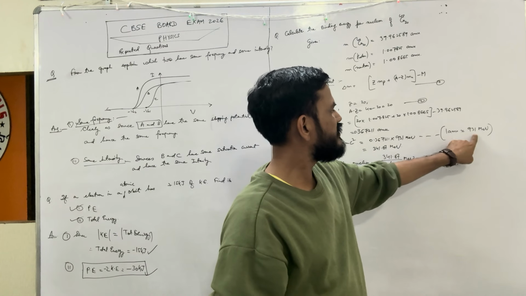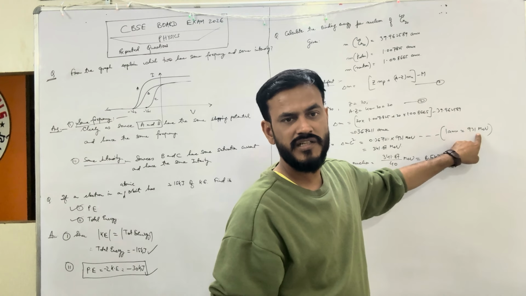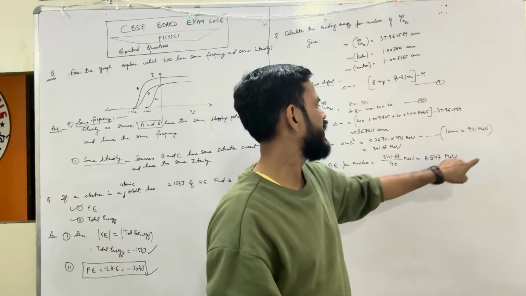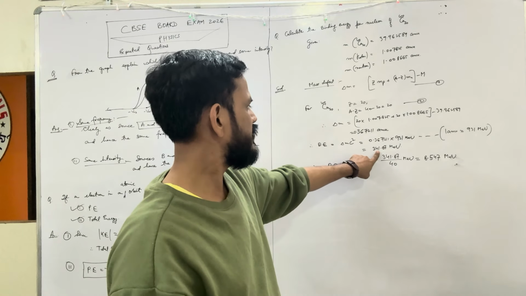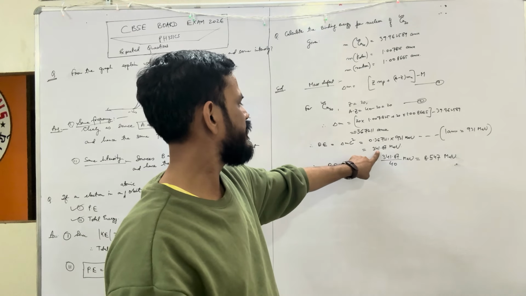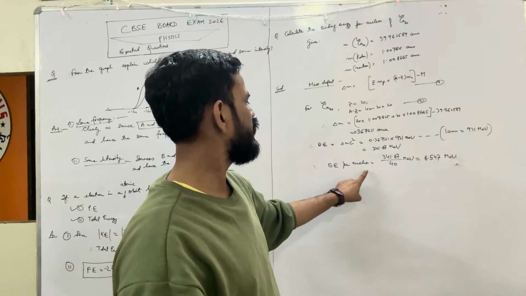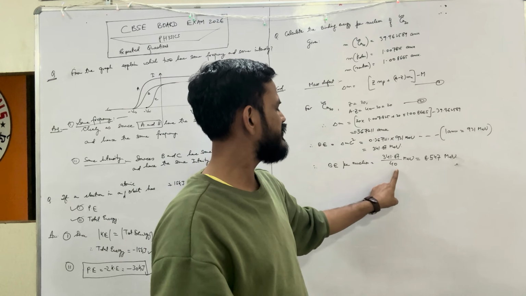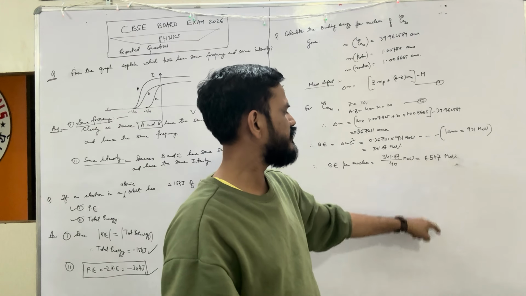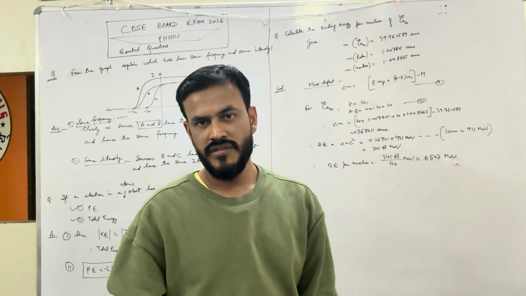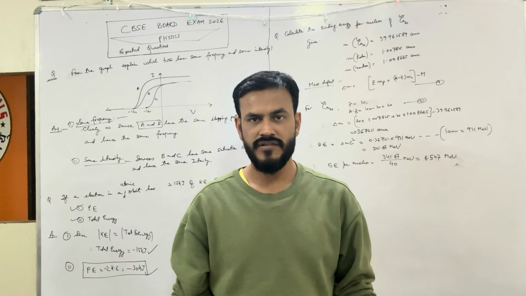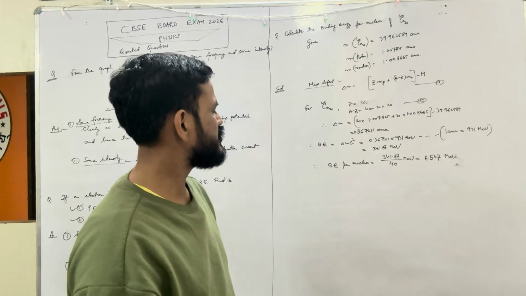Now one atomic mass unit is approximately equal to 931 mega electron volt. So after multiplication the binding energy comes out to be 341.87 mega electron volt. Now the binding energy per nucleon, if you divide this binding energy by 40, we get 8.547 mega electron volt. So that's what we have from this question.